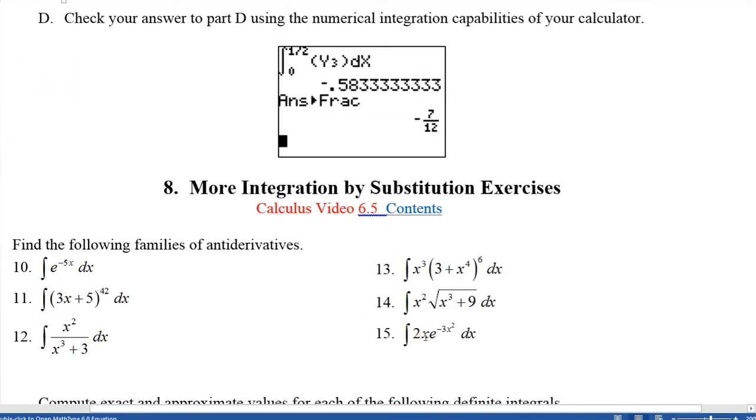And let's do one more, and then we'll break and go to another video for the definite integral problems. So the antiderivative of 2x e to the negative 3x squared dx. See if you can work that one. Press pause now.